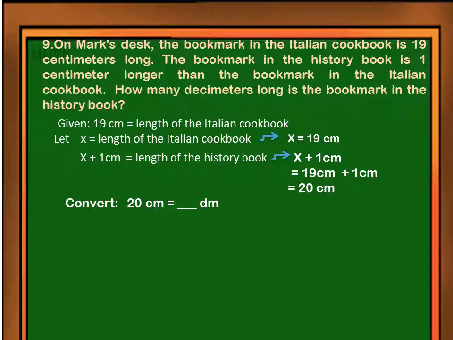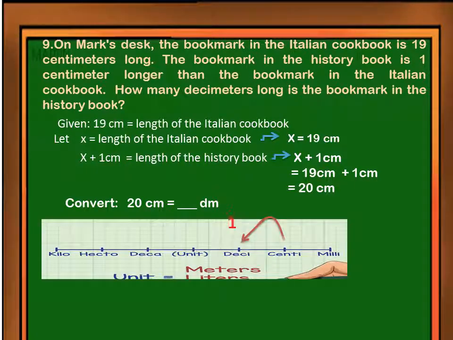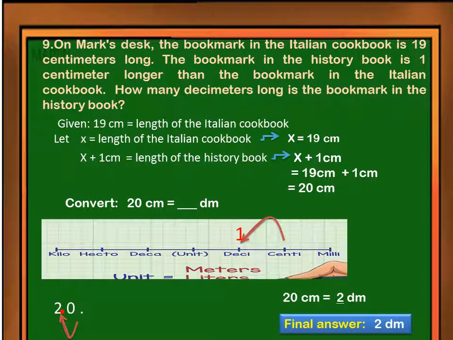the history book. There is only one step going to the left, from centimeter to decimeter. We have to shift the decimal point 1 place going to the left. 20 centimeters equals 2 decimeters. Final answer, 2 decimeters long the bookmark in the history book.